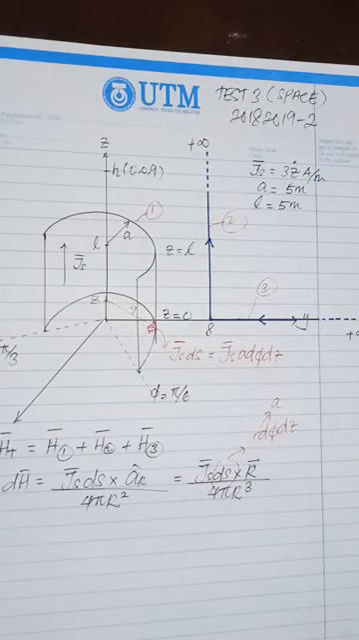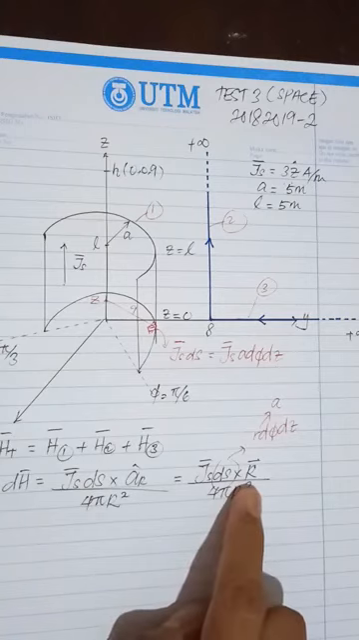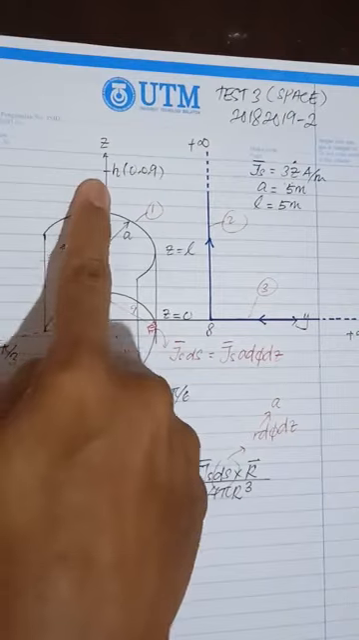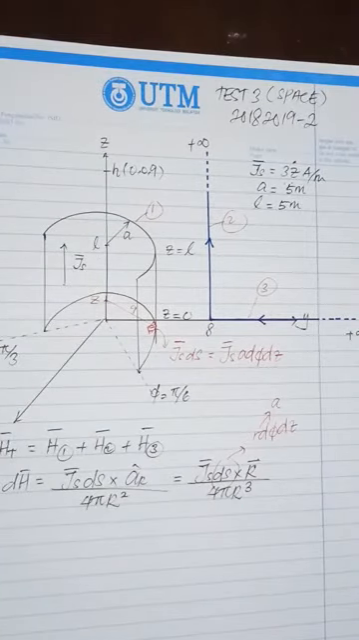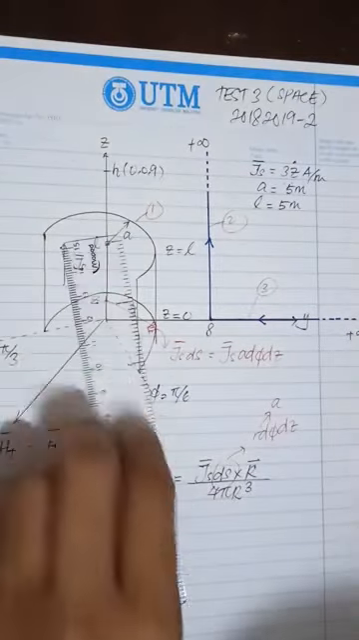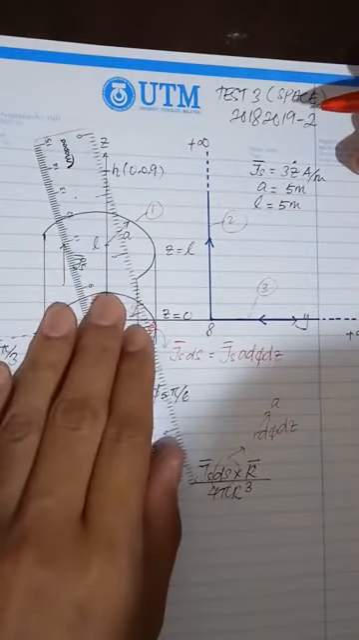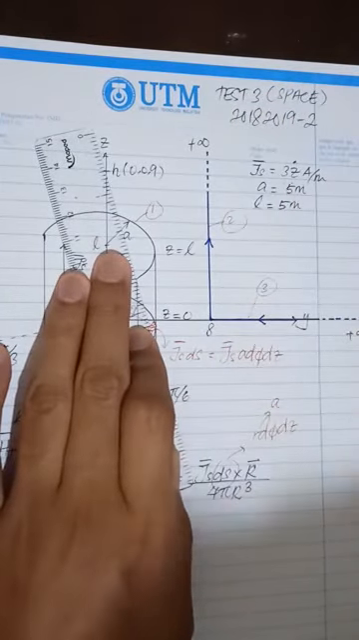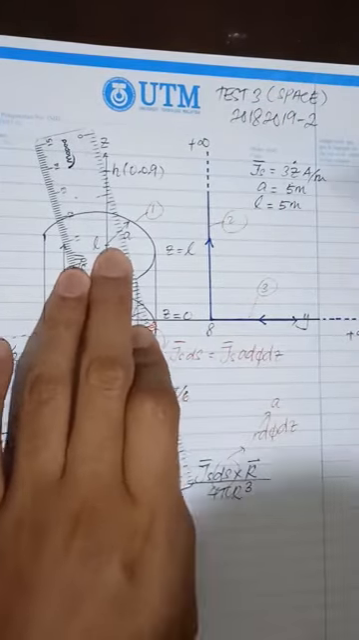So let's look at the second thing: how do I find the R vector? The R vector, guys, is a vector pointing from our current element to the point of interest. So let's join them. We can see that's going to be our R vector.